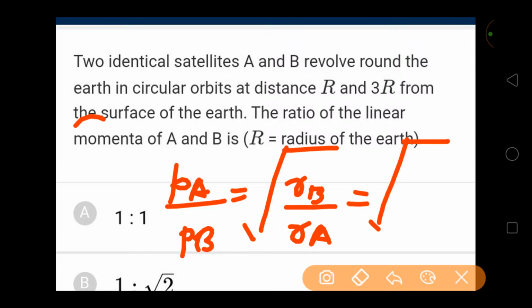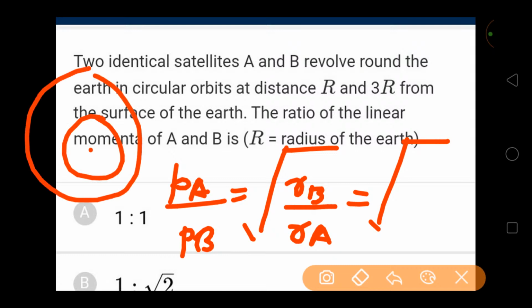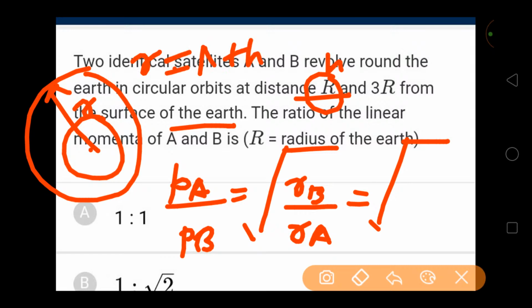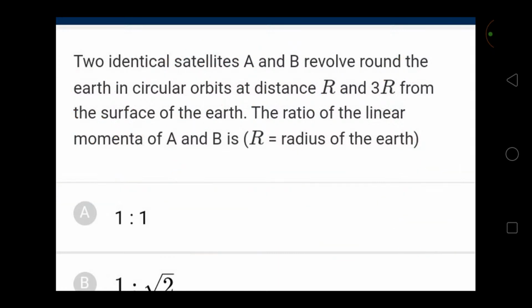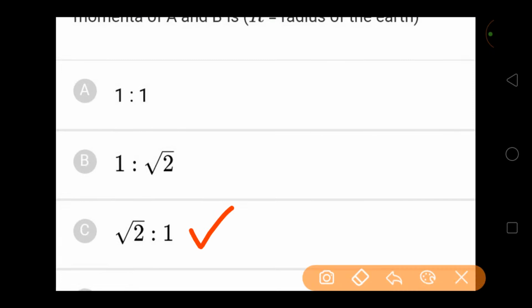So what is RB? This is Earth, this is satellite, assume. So this distance is R. For A, distance R from surface of the Earth. This R is nothing but H, which is given. So small r is equal to R plus H. So R plus R, 2R. RA is 2R. And another H, this is H for B. So R plus 3R, 4R. R, R cancel. So root 2 is to 1 is the correct answer.